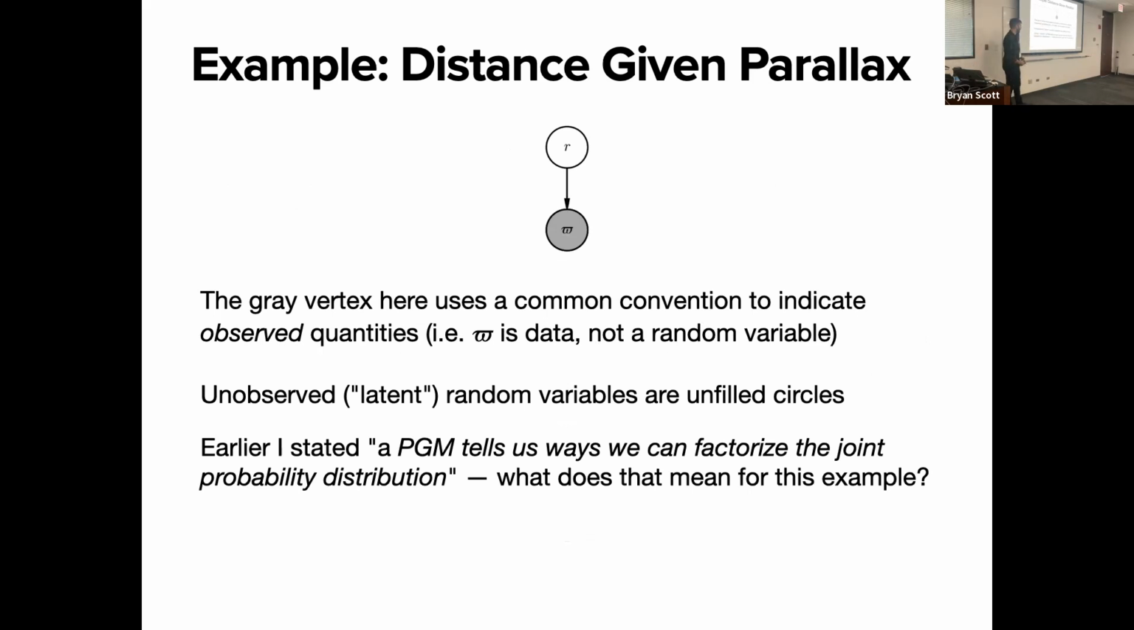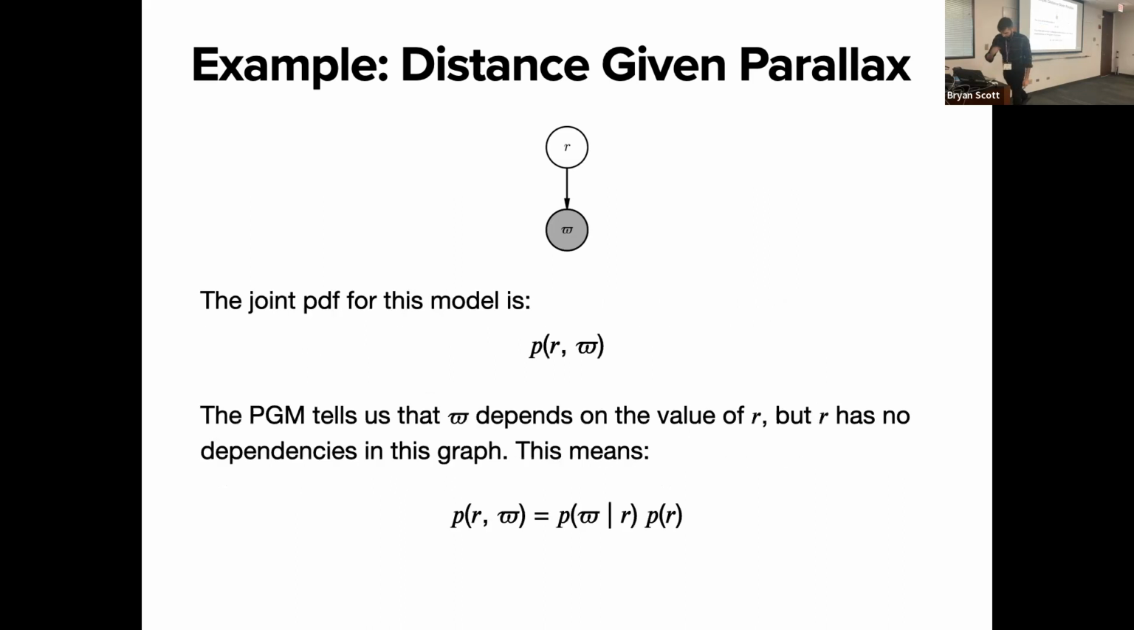I'm going to say this many, many times just to try to get it into you. Earlier I said that a graphical model tells us the way we can factorize the joint probability distribution over all the things in the model. So what are all of the things that are in this model? Distance and parallax, just two things. So the joint probability distribution for everything in our model is P of R, comma, parallax.